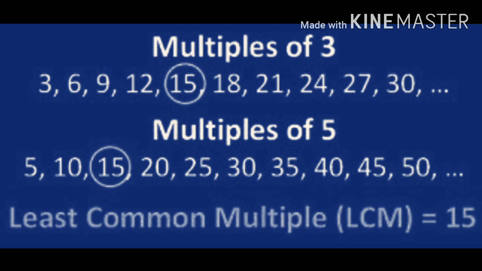Got it? So now you tell me the LCM of 3 and 5. What will we do? First, let us write all the multiples of 3 and 5 respectively. And what do you see? What is the lowest common one? The lowest common multiple is 15. So LCM of 3 and 5 is 15.